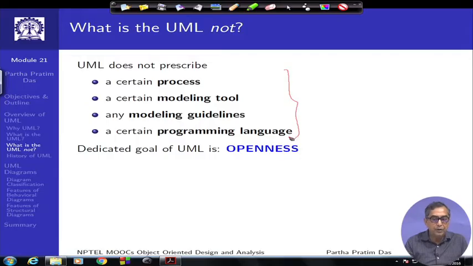It is open so that irrespective of what process you follow, what modeling language, what programming language, what platform, which hardware you are planning to use, irrespective of all these parameters, UML would be equally useful for you to model the system and to take it through the life cycle of development.